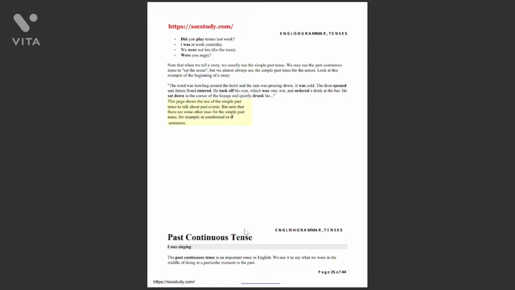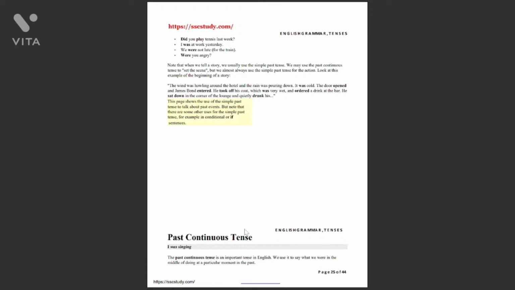Look at the example for the beginning of a story. The wind was howling around the hotel and the rain was pouring down. It was cold. The door opened and James Bond entered. He took off his coat, which was very wet, and ordered a drink at the bar. He sat down in the corner of the lounge and quietly drank his drink. This shows the use of the simple past tense to talk about past events.